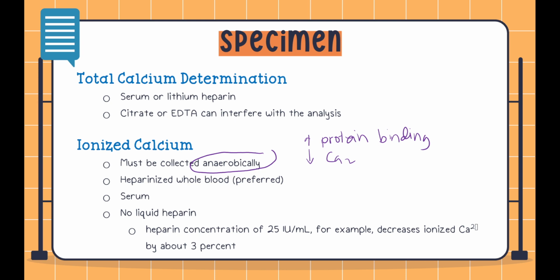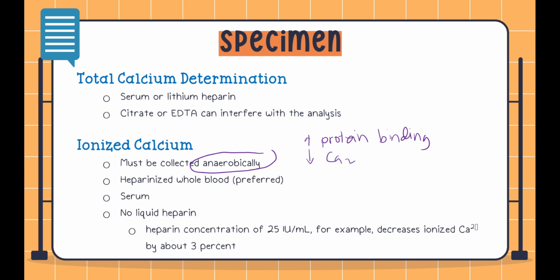Since protein binding increases, a lot of calcium will bind to your protein, so your ionized calcium level is falsely decreased. And of course, vice versa: if there is acidosis, or the pH level decreases, then protein binding also decreases, resulting in a false elevation in your free calcium levels. So that is why we need to make sure that your ionized calcium is collected without the presence of oxygen. So how do we do that?